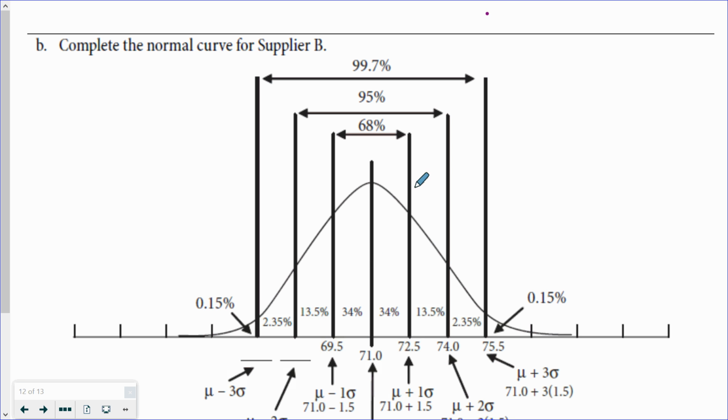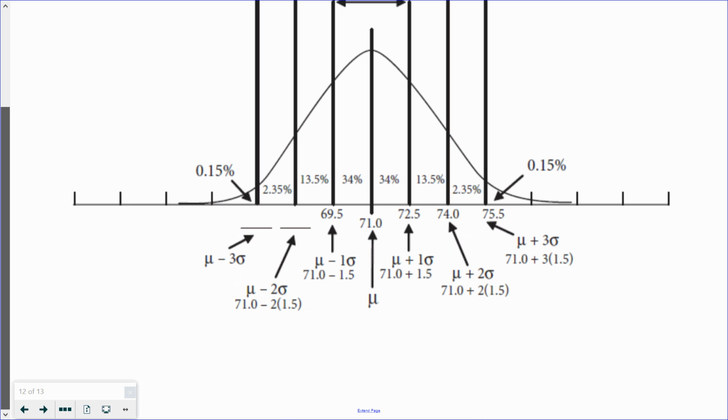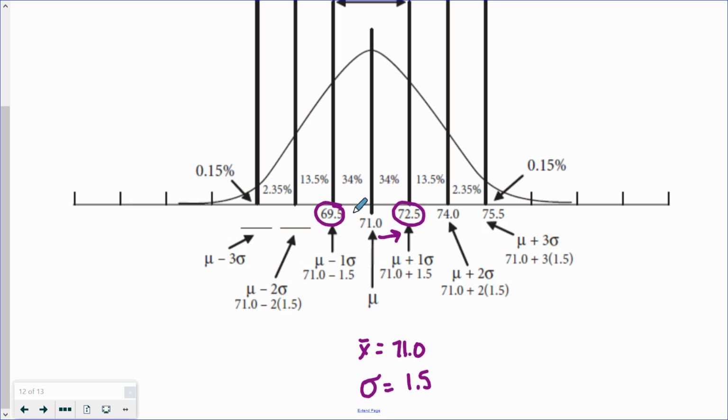Supplier B, same idea, we're going to do the same thing. We start with the same mean, so our mean being equal to 71.0, but now our standard deviation is different. So our standard deviation is 1.5. So if I take my mean and add 1 standard deviation, so 71 plus 1.5, I get to 72.5. If I take my mean and subtract 1 standard deviation, so 71 subtract 1.5, gets me 69.5.